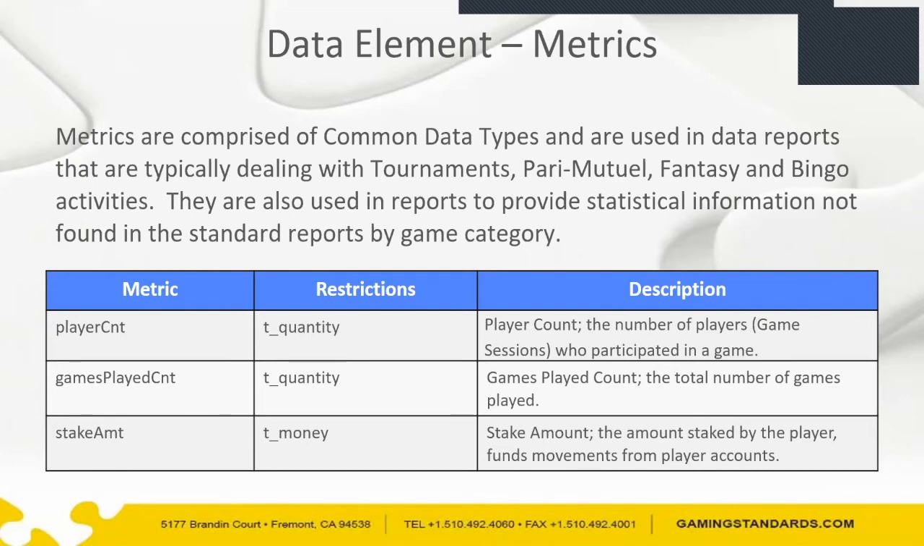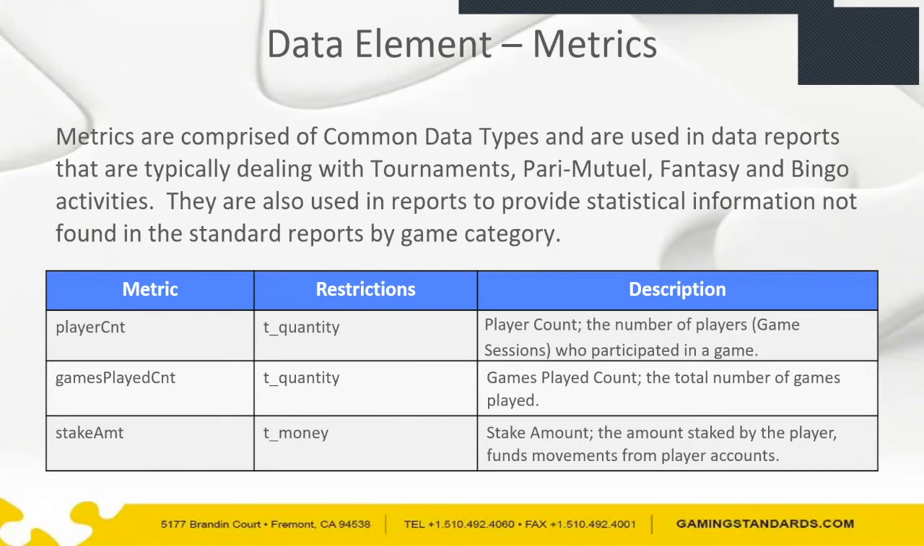And what you see here are 3 of them. One is player count, one is games played count, and one is stake amount. And again, these are statistical information. Stake amount, for those of you not familiar with perhaps poker, is very different than wagered amount and different than ante amount.